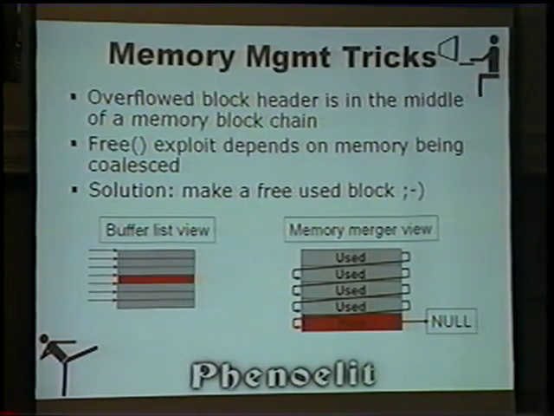Memory management tricks. As I said, we're not at the end of the memory chain, so we have to convince it somehow to merge free blocks together that do not really exist next to each other. So we need some memory management tricks. Most of you probably have this experience that sometimes you have to trick around with management so you get what you wanted. Same here. The overflowed block header is, as I said, in the middle of the chain. So it's, well, kind of useless. The exploit actually goes ahead and builds the block header in a way that for the buffer list, the list of actually used buffers, they're pointing to the buffers, well, one is free, I don't care. But for the memory manager that tries to merge the free blocks together, this one is actually at the end.